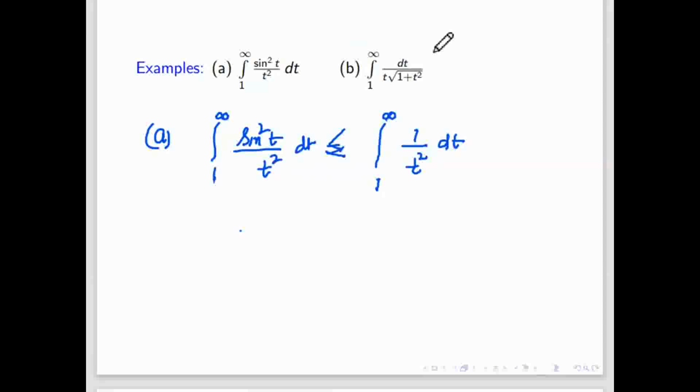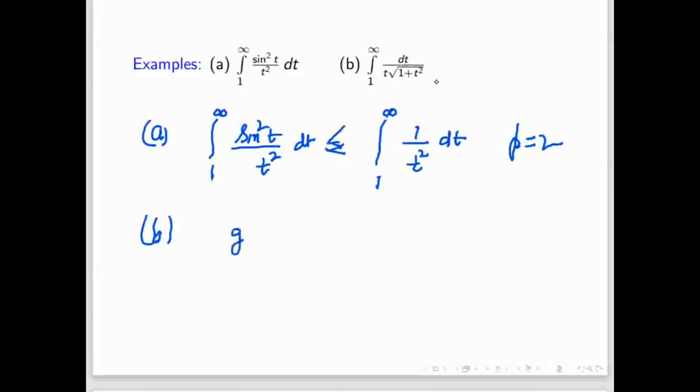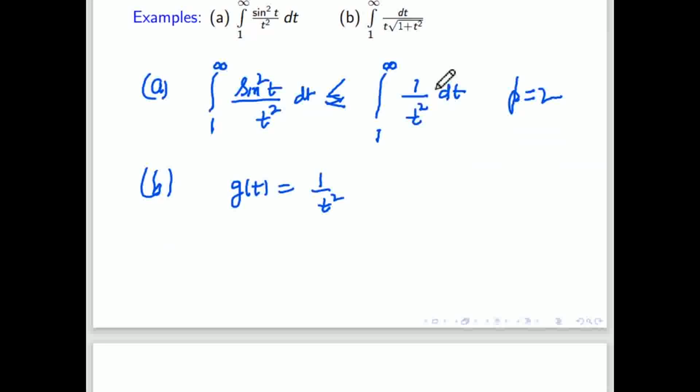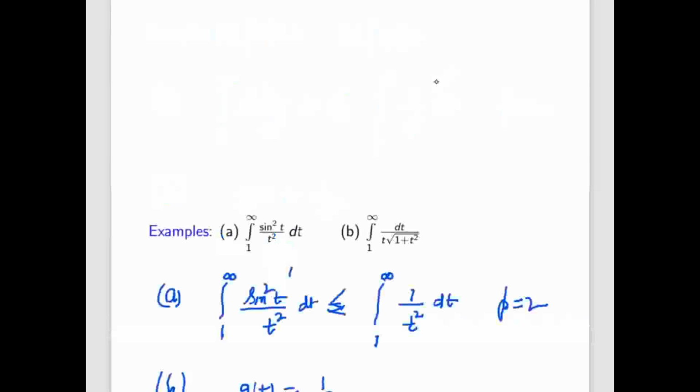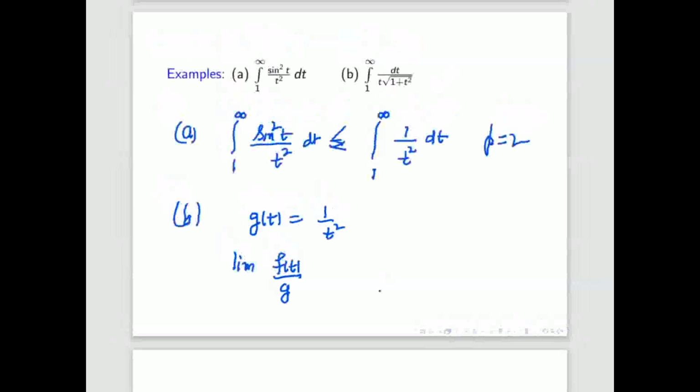So what g will we choose here, so that we can apply some test? Like t square root of 1 plus t square. This is convergent because we already did p equal to 1. So here p equal to 2, so it is convergent. So what g will we choose for part B? What is g of t? 1 by t square. Then we'll apply the limit of f(t) by g(t). If we apply the limit comparison test, or you can take the comparison also. So what is this ratio?